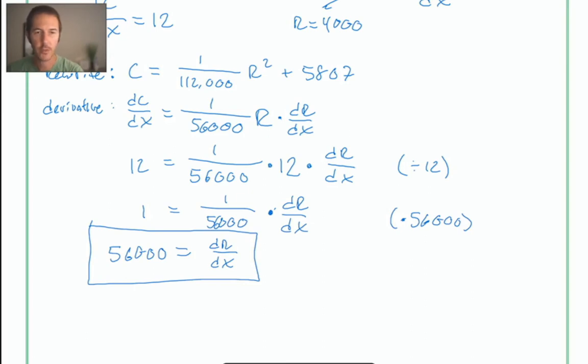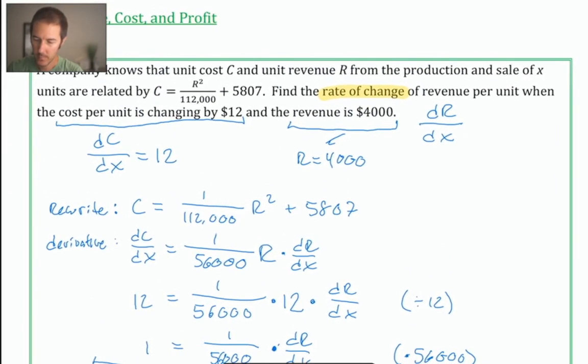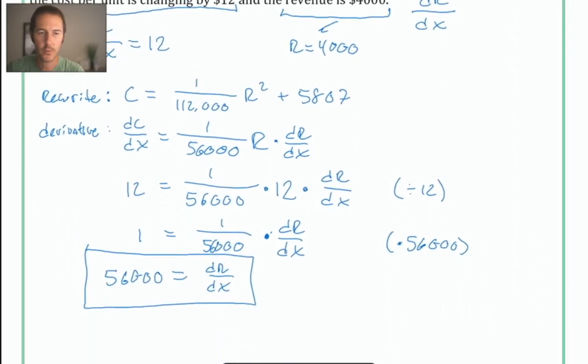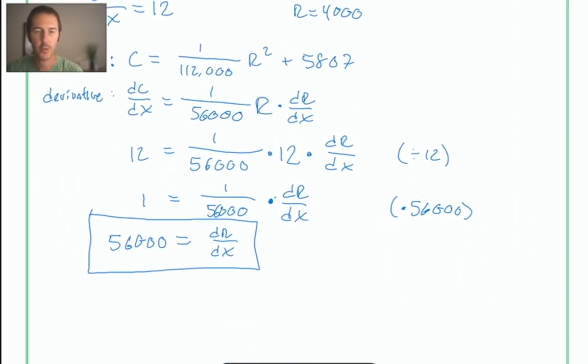So let's just take a moment to look at this. The right-hand side of this answer says dr over dx. Now the d is actually a lowercase delta, which represents change. So this is change in revenue with respect to dx, which is change in, this says sale of x units. So x represents number of units sold. So change in revenue with respect to number of units sold is 56,000.